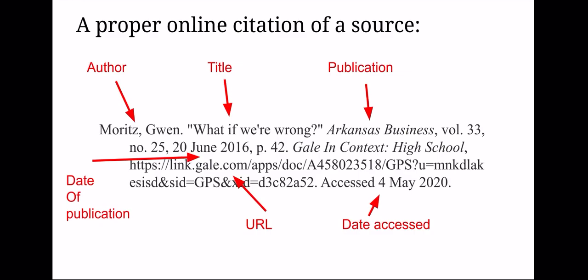You need the author of the article. You need the title of the article. You need the publication. In this case, this one was published in something called Arkansas Business. You need the date of publication. This one was published in June 2016. You need the URL where you found it, and you need the date you accessed it. All that information goes exactly in that order into your source citation on your Works Cited page.